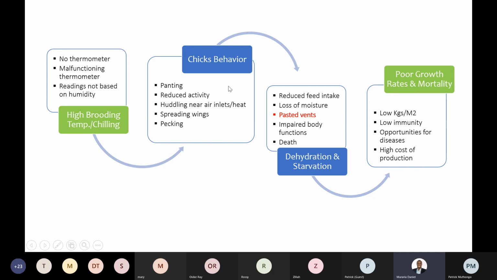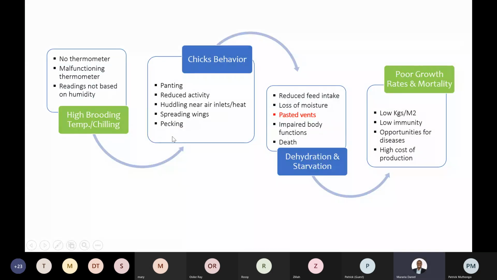So basic chick behaviors that you're going to see in your brooder will be panting, as I'd said before. You're going to find that the chicks have reduced activity. Usually chicks are very active, so when you realize that these chicks are not active, it tells you there's something wrong. A typical behavior you can find is that they'll huddle near air inlets or where the source of the heat is. I had mentioned you can find them spreading wings, but a peculiar behavior, when they start pecking each other, tells you there's something wrong.